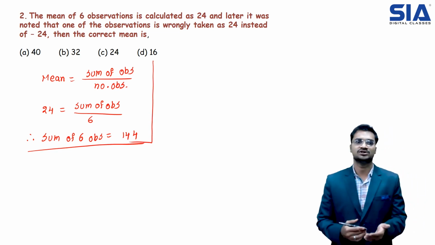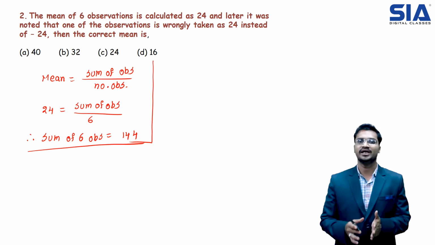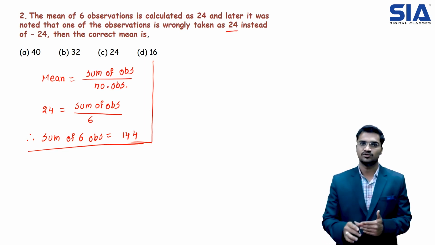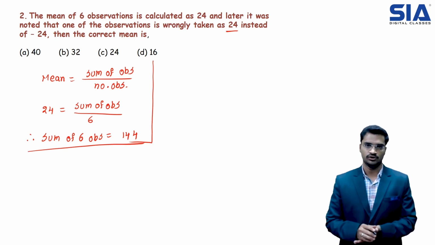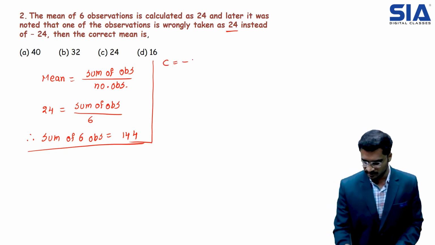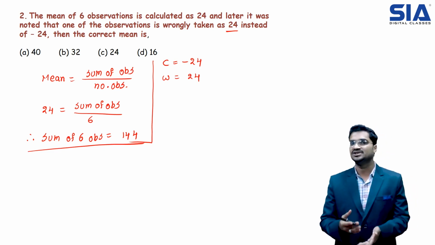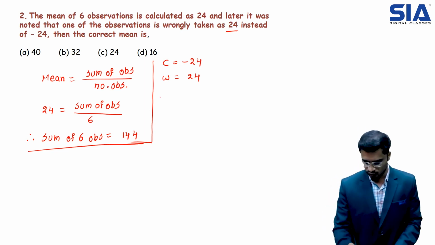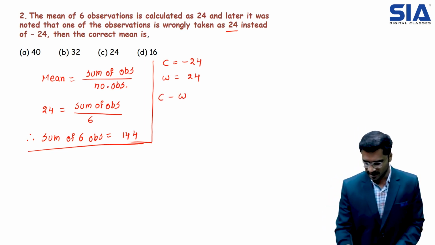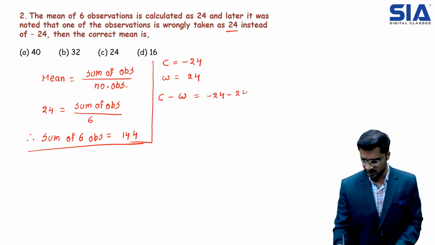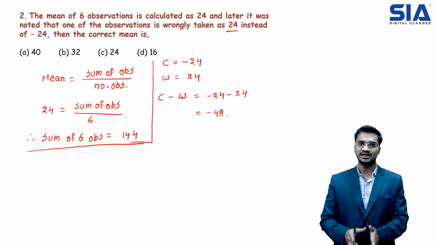But later it was noted that one of the observations was taken as 24 instead of minus 24. So the correct observation was minus 24, but they have mistakenly taken it as 24. So what we should do is subtract wrong from the correct. The correct value is minus 24 minus the wrong value 24. So the effect is that the sum should be decreased by 48.